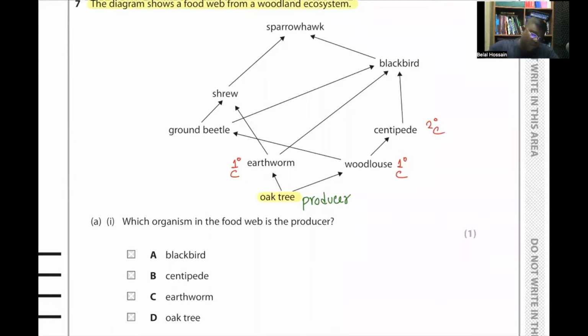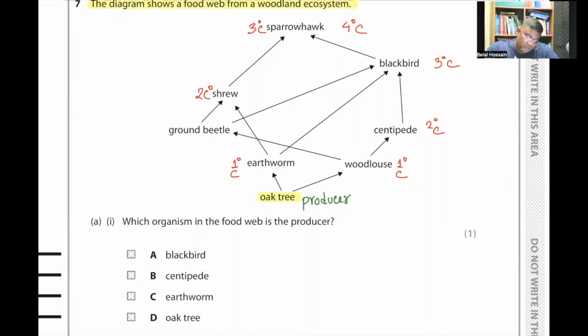And when the centipede is eaten by blackbird, the blackbird becomes tertiary consumer. When blackbird is eaten by sparrowhawk, it becomes the quaternary consumer. When the earthworm is eaten by the shrew, the shrew becomes the secondary consumer. And when the shrew is eaten by sparrowhawk, it becomes tertiary consumer.